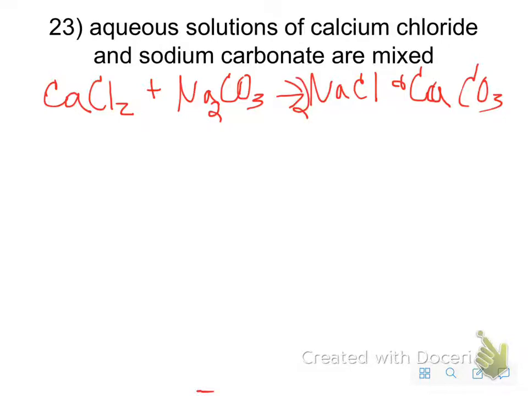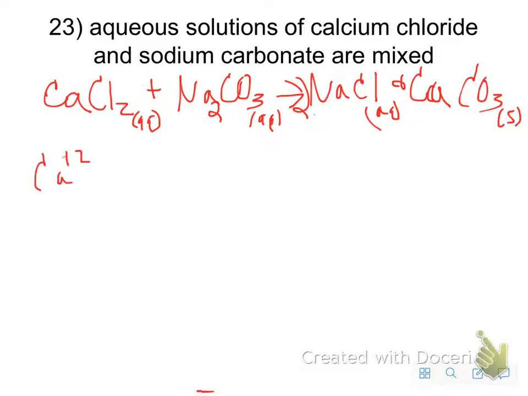Okay, so if I look at the solubility rules, this is certainly soluble, and this is not. This is going to be a solid. Okay, so when I write my net ionic equation, I can either write all my ions, which I'll do this time, and next time I'll do the shortcut.